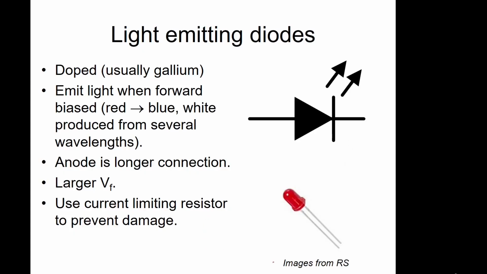So the anode is a slightly longer contact on this connection. You've got a large activation voltage, so you have to have enough voltage across them to actually pass current. You also have to be very careful passing current through these because too much current will break them. So what you tend to do is put a resistor in series with these to limit the current.